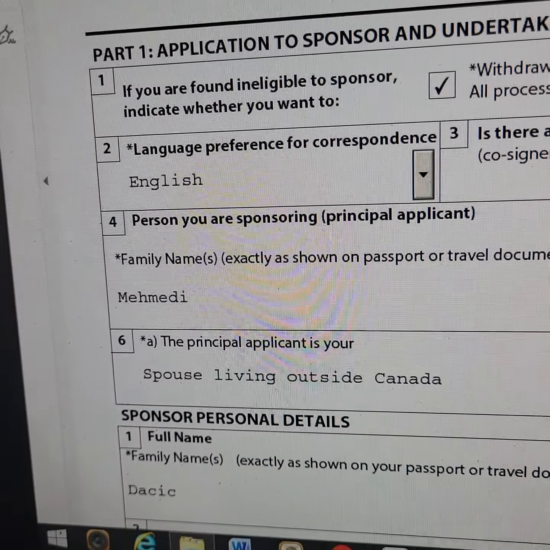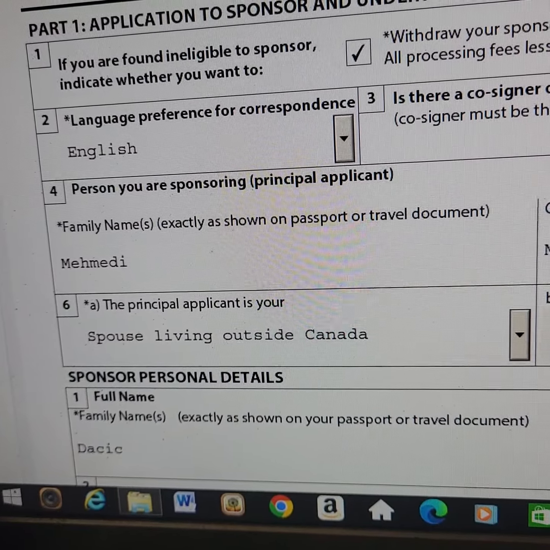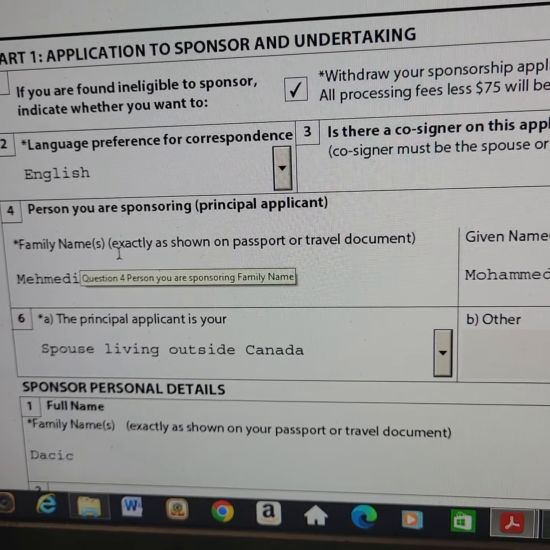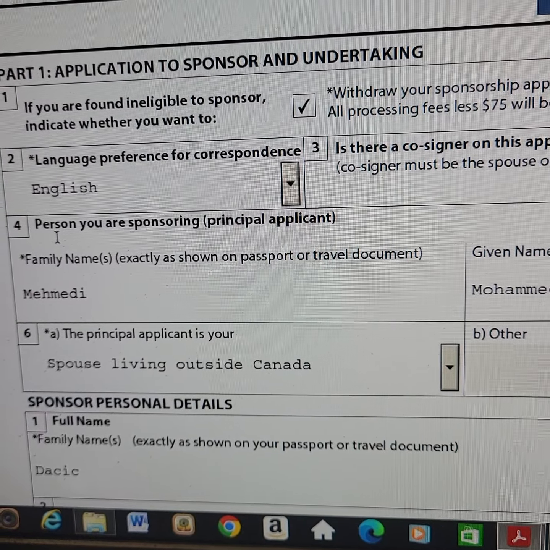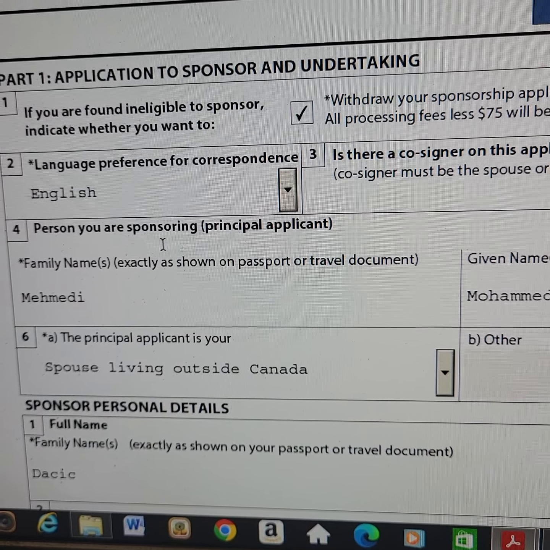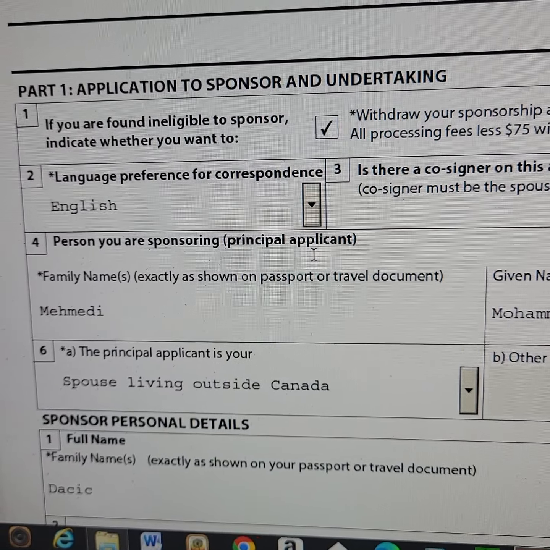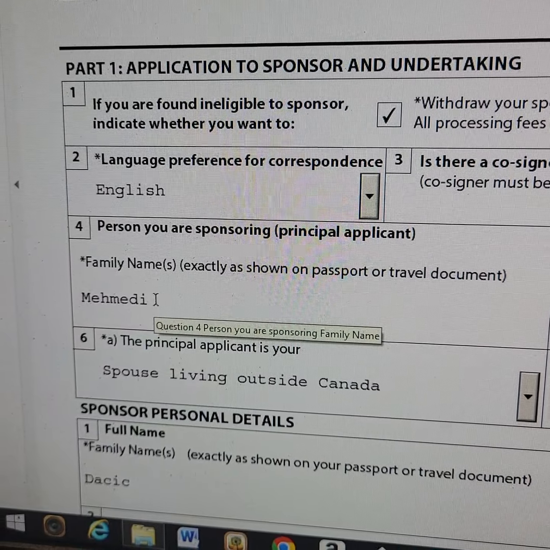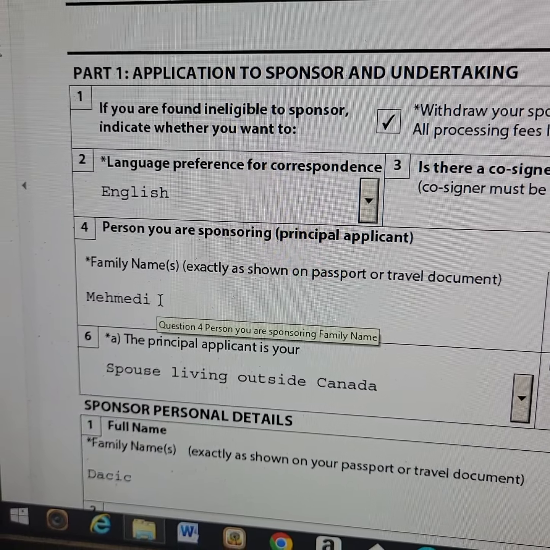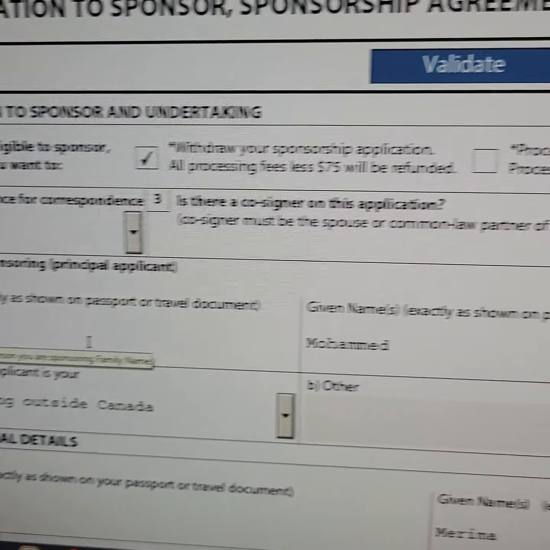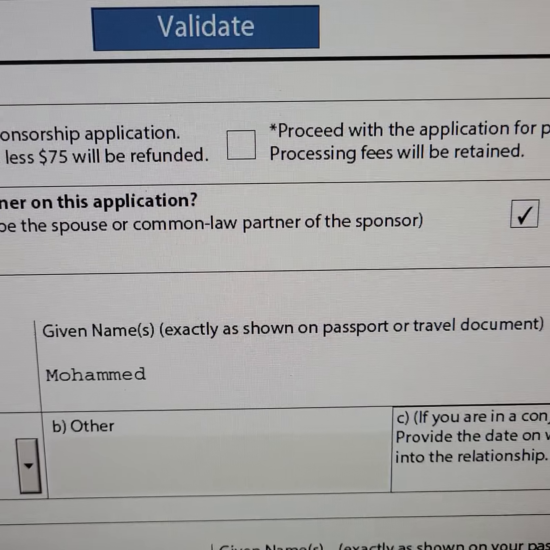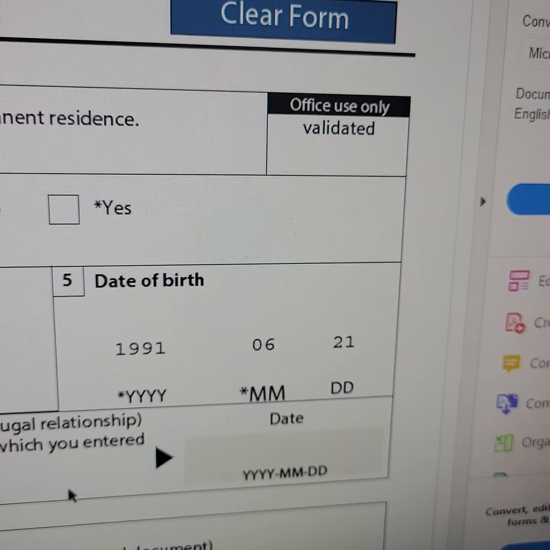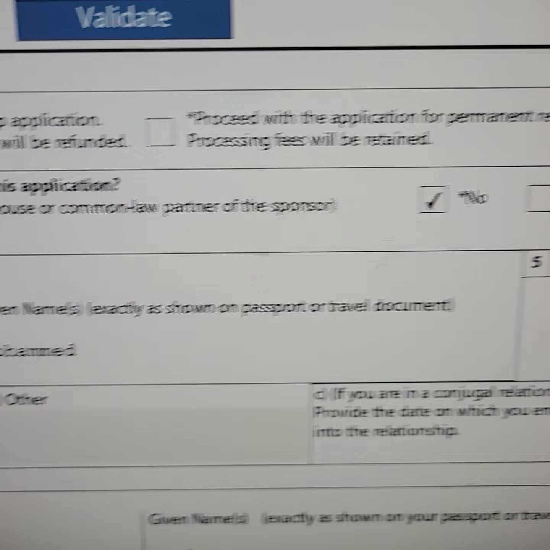Moving forward, person you sponsor, principal applicant, you put the family name, but make sure you read the question. Person you are sponsoring, principal applicant, so you need to put their information. So I just put, well, this is not my husband's name, but I just filled it out for the sake of this video. I put Mehmedi, and then obviously he's Moroccan. Given name Mohammed, and then you fill out the date of birth of your spouse.